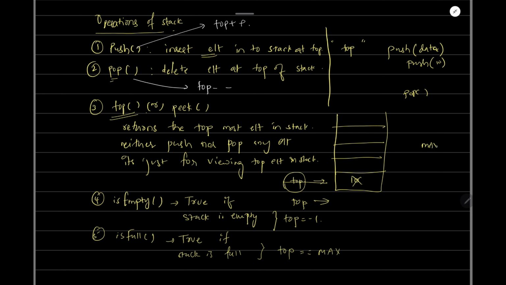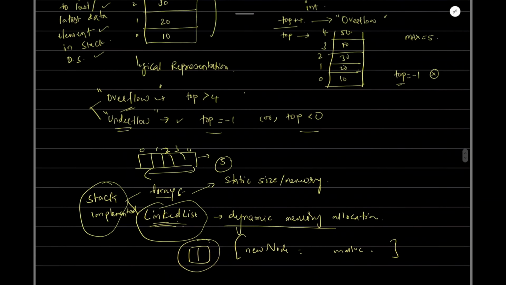In this case, let's say the maximum size is 5. The top will be at 1, 2, 3, 4, so the top will be here. Max - 1, because we are using indexes, so it is maximum - 1. If top is equal to max - 1, then it returns true, else it returns false. These are the major important operations that we use in the stack frequently.